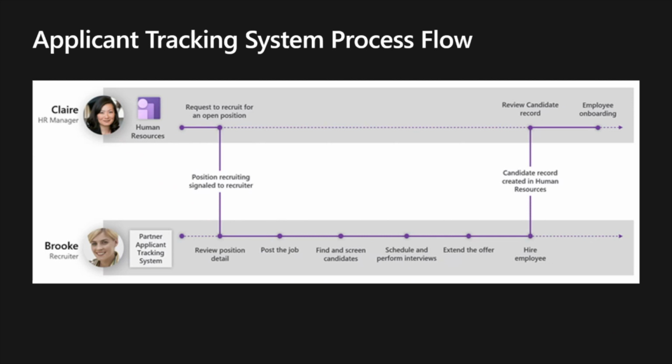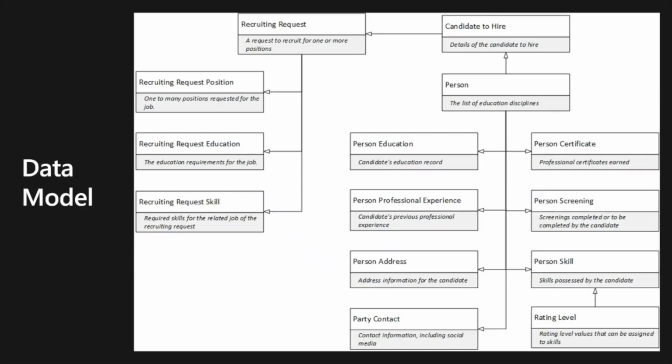Once that candidate is marked as ready to hire in the applicant tracking system, that's when we move the candidate details back into Dynamics 365. Here we can review that candidate record and enrich it, add additional information, and once they're hired and they become a worker, we can start that employee onboarding process. So that's a functional look at where the different actions will happen between the Dynamics 365 application and your ATS system. And now I want to take a look at the data model.